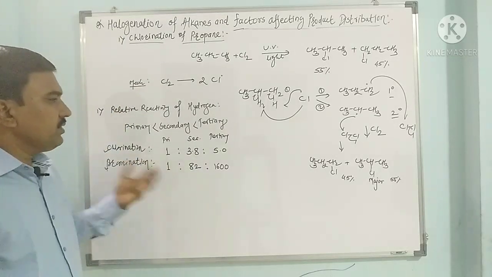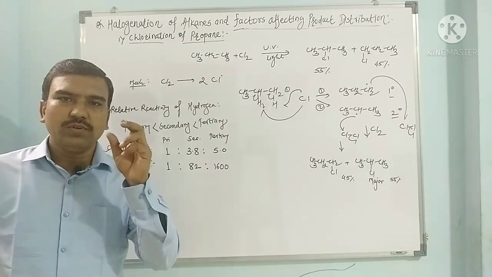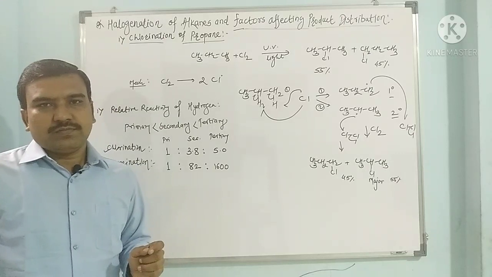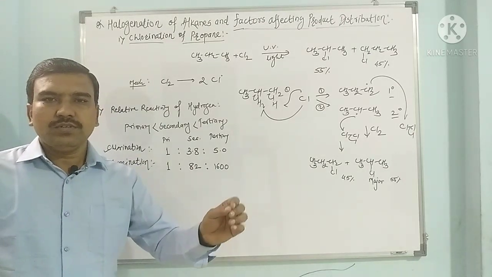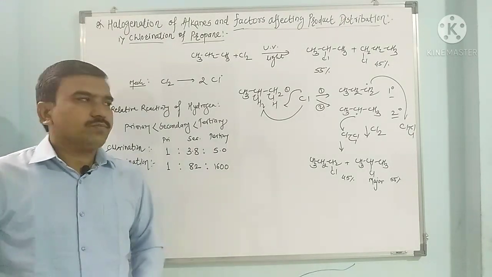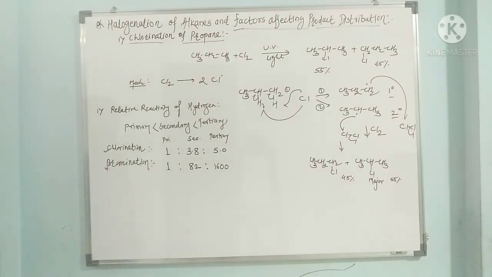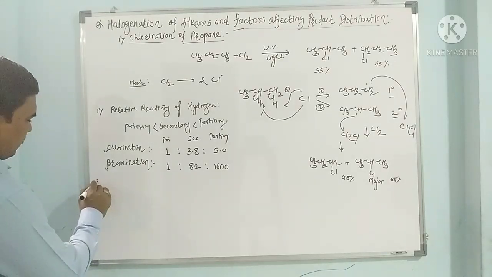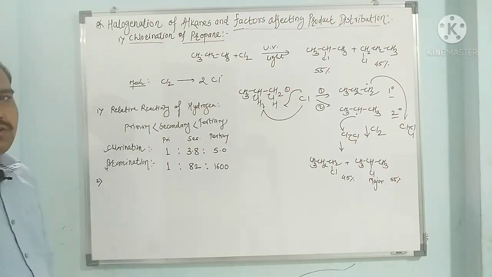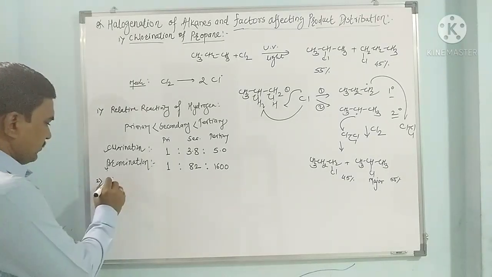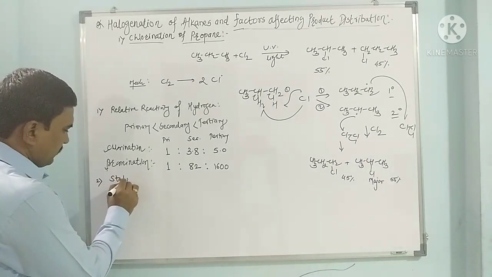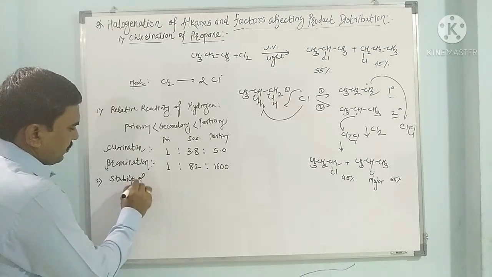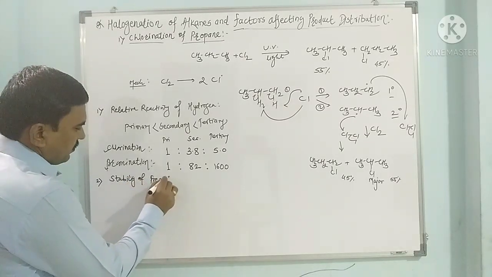So this is a very important factor, that is the relative reactivity of proton in the halogenation. Now the second important factor we have to see, that is stability of free radical.